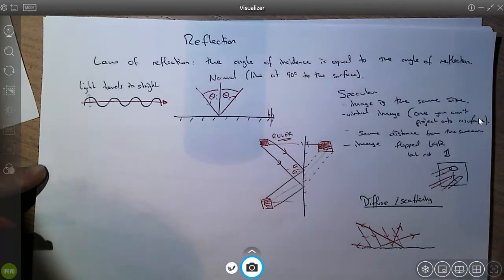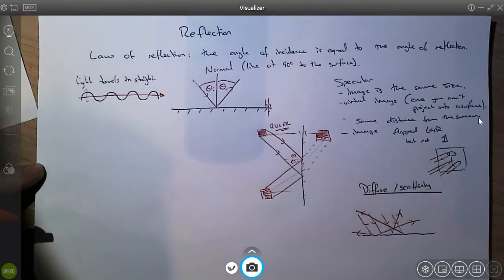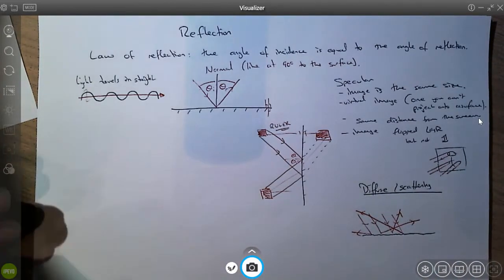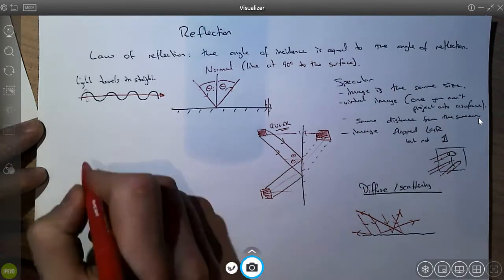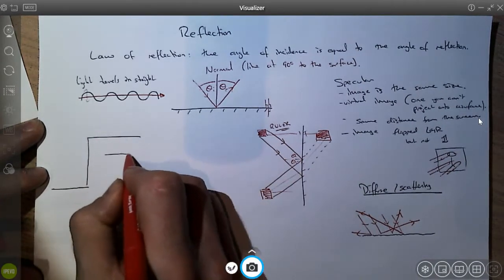You can show examples of this really easily in a classroom. You can look at a piece of laminated paper, you can look at shiny pencil cases, water bottles, and show this effect. And then the last thing that's worth mentioning is just a couple of common situations that students will be asked to show in an exam question.